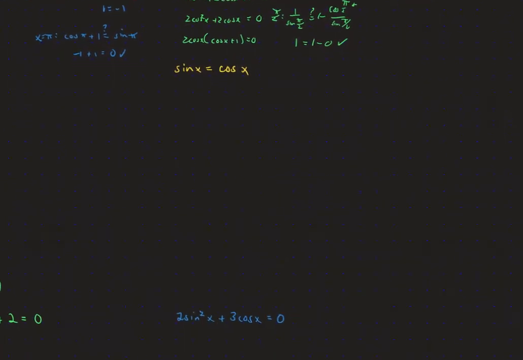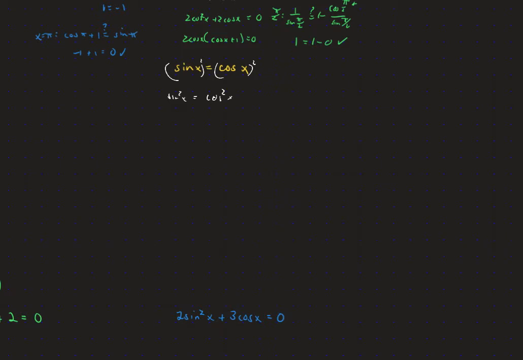Okay, let's try another one. Here in yellow, we have sine x equals cosine x. So we can square both sides. That's going to give us just sine squared x there and cosine squared x there.